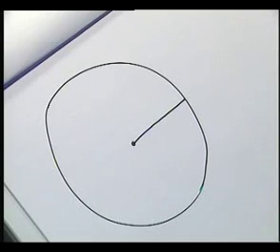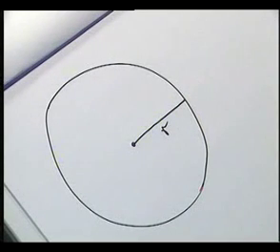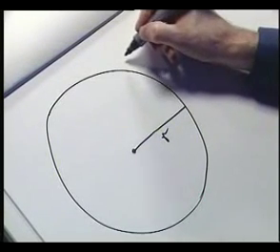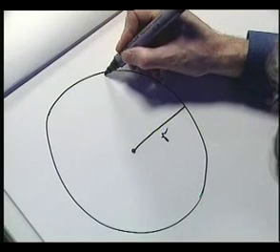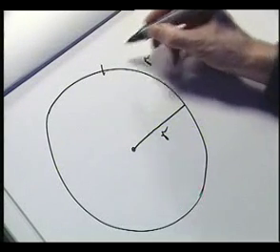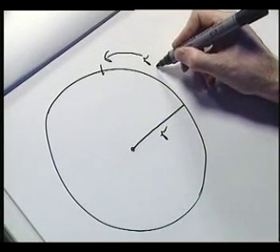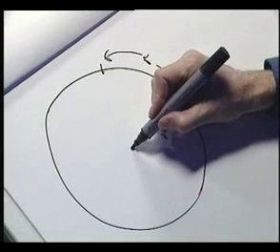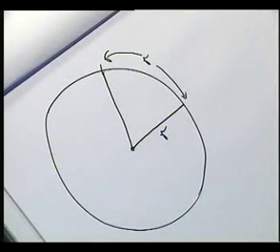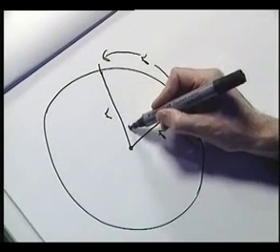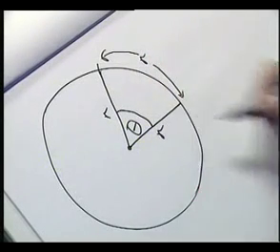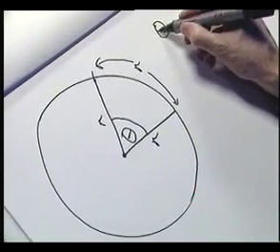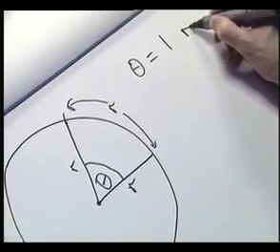So we take a circle, radius r, and I want to mark off on the circumference a length that is actually equal to r. So that distance around the circumference is equal to r, the radius. Now we join up there. That's r, and this angle here, theta, we describe as being 1 radian. So theta equals 1 radian.